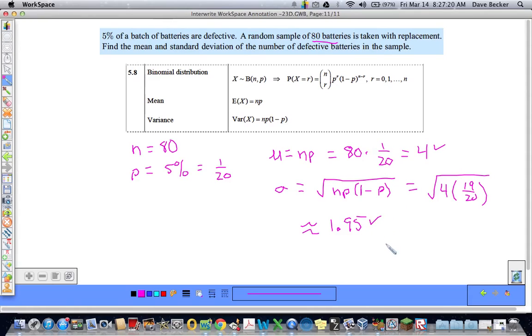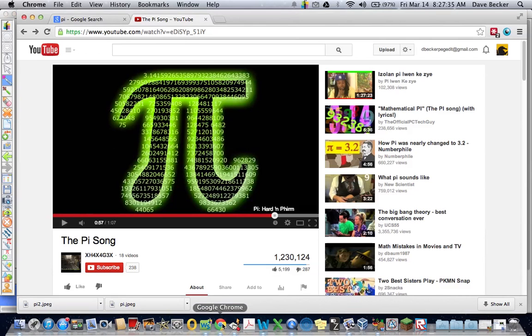Ladies and gentlemen, that is all I have for the binomial distribution. It is still Pi Day.